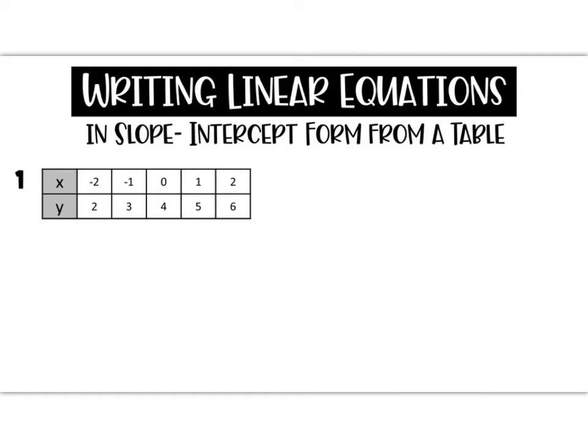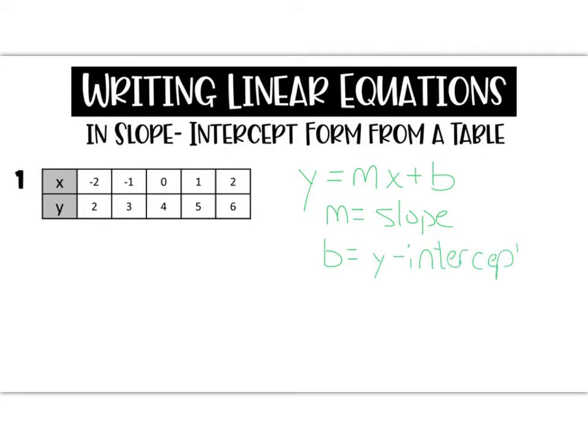Let's write linear equations in slope-intercept form from a table. So slope-intercept form is y equals mx plus b. Remember, m is the slope, and b is the y-intercept, okay? So for each table, you're going to be looking for m and b, okay? So m is the slope, that's the change in y over change in x.